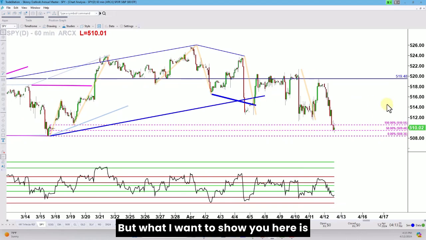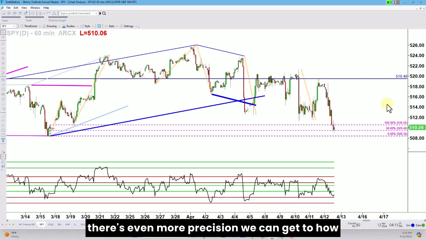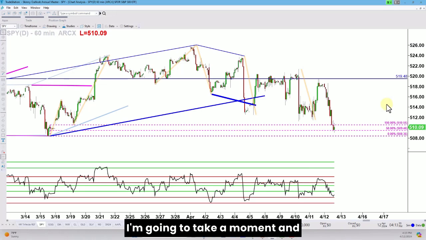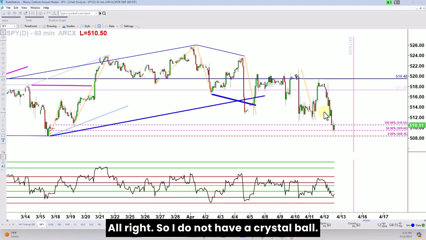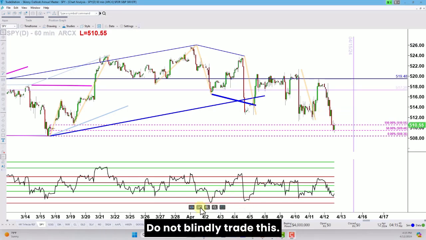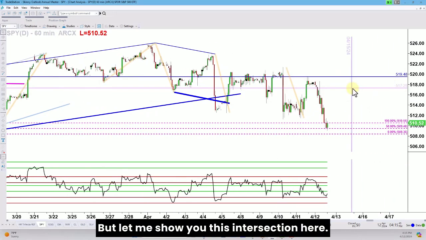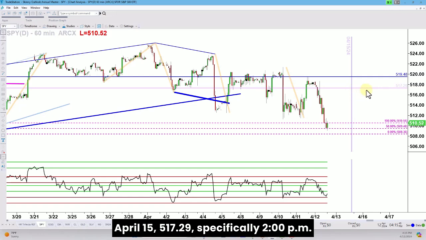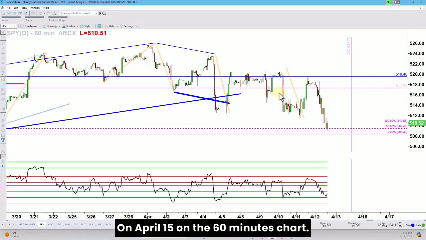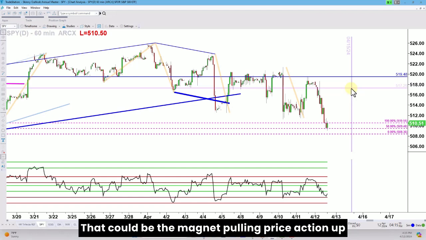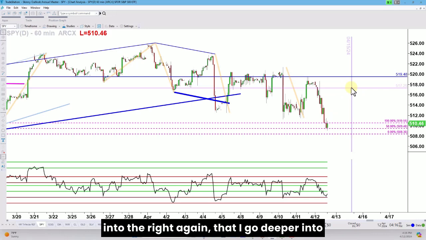But what I want to show you here is there's even more precision we can get to how we may expect any sort of recovery to unfold. I'm going to take a moment and do that using some forecasting techniques. All right, so I do not have a crystal ball, do not blindly trade this, but let me show you. This intersection here, April 15th, 5/17/29, specifically 2 p.m. on April 15th on the 60-minute chart, that could be the magnet pulling price action up and to the right. Again, I go deeper into that in the forecasting trading system.